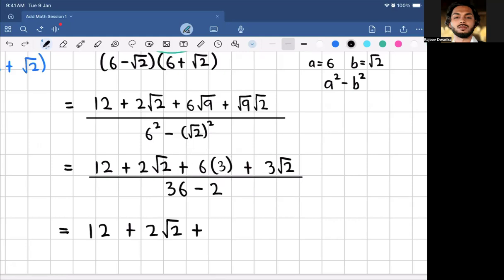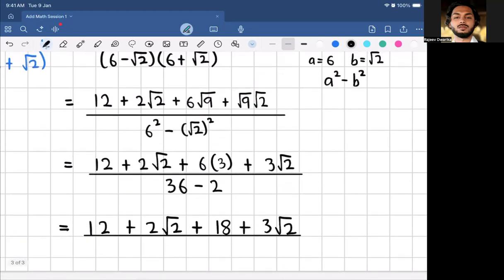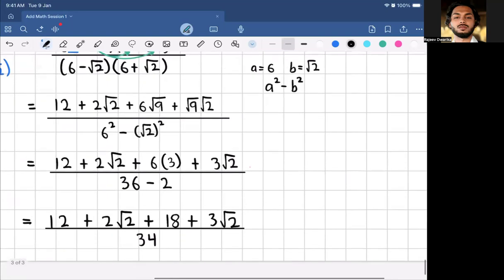6 by 3 is, oh sorry, 18, right? And what is 3 by root 2? I can't simplify that. What is 36 minus 2? 24. Cool. Are you seeing any like terms on top?